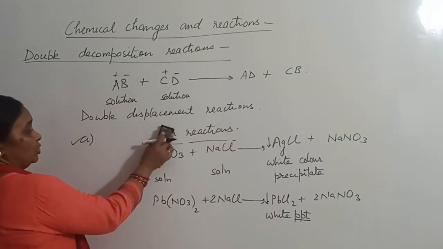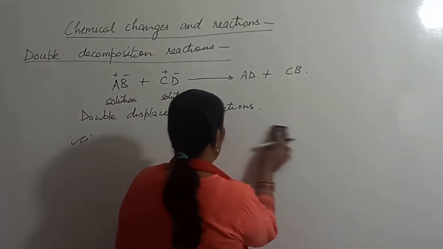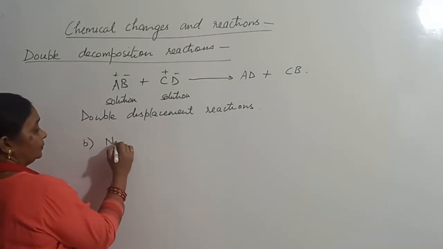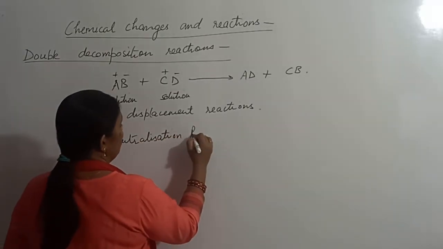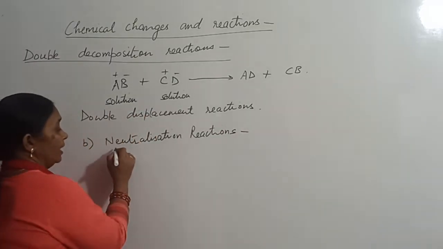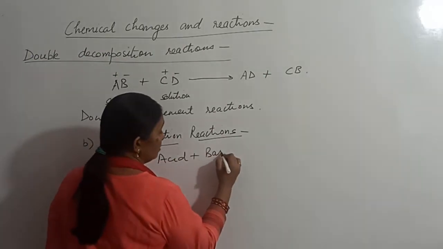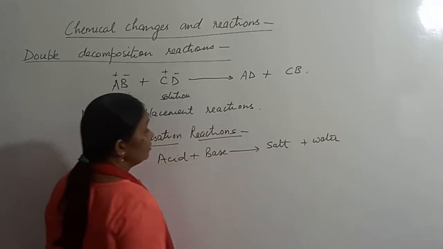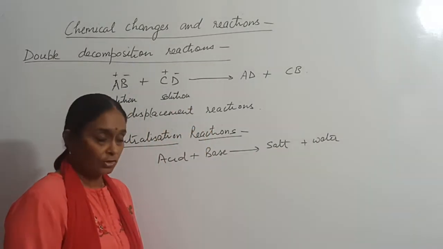Now another type of reaction included in double decomposition reactions is neutralization reactions. You must have studied these reactions. You can say that these are the reactions in which an acid reacts with a base to give salt and water. So reactions in which acid and base react to give salt and water are known as neutralization reactions.